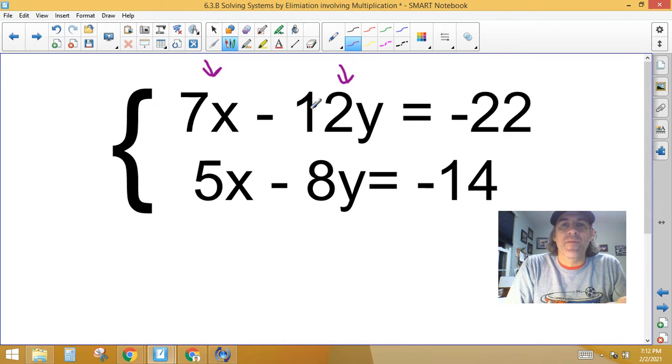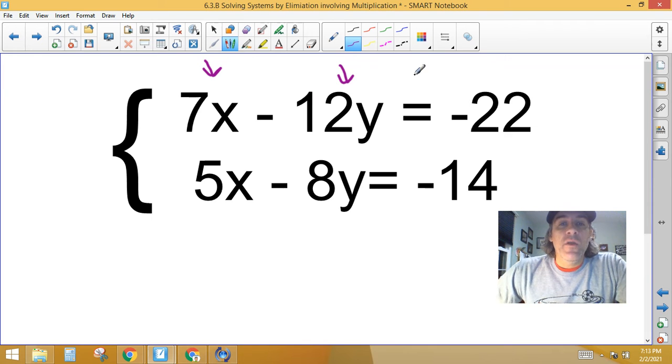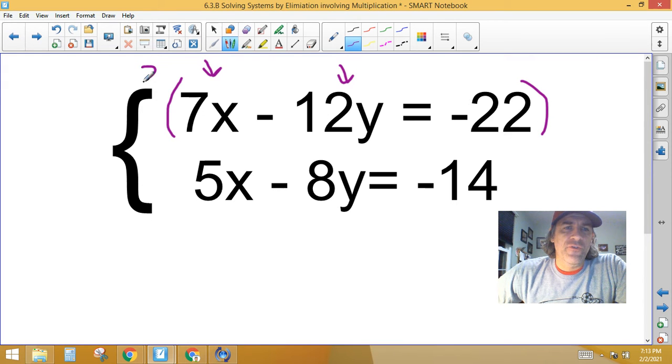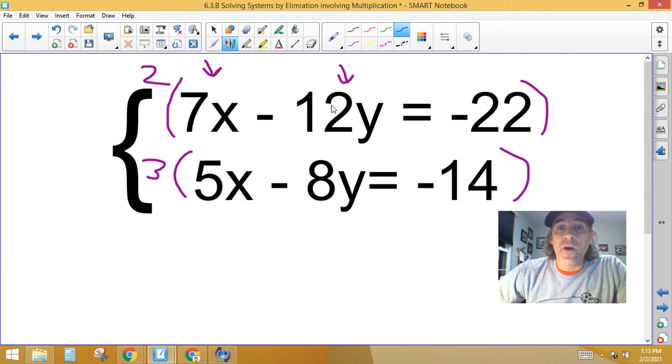What's the greatest common factor between 7 and 5? Go ahead, what is it? Good. What's the greatest common factor between 12 and 8? Good. Since the 12 and 8, since they're smaller, what I'm going to do is I'm going to multiply this top equation by 2. And I'm going to multiply this bottom equation by 3. Now, why am I doing that? Because that'll make my y's both a form of 24, which will cancel out.